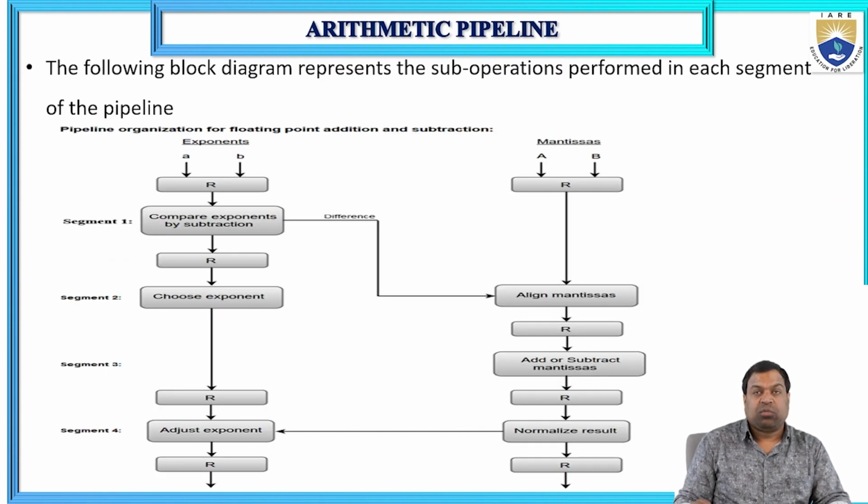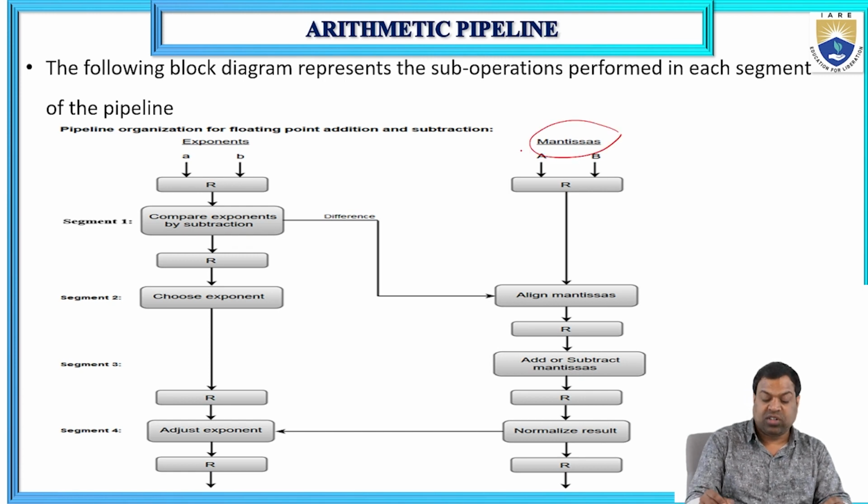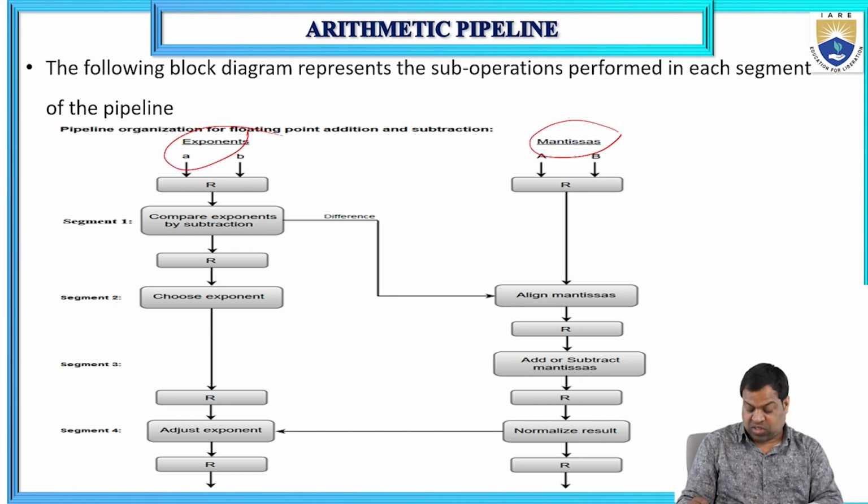The following block diagram represents the sub-operations performed in each segment. In the block diagram, the flowchart, we have to discuss what we have to do step by step. It is a mantissa and these are the exponents. Already we know that a into 2 power a. So what is the mantissa here? It is the mantissa.